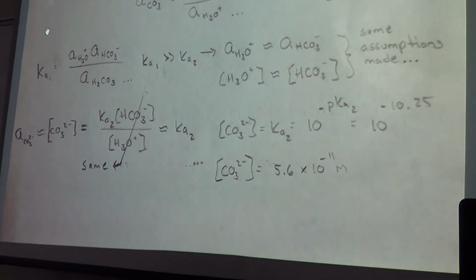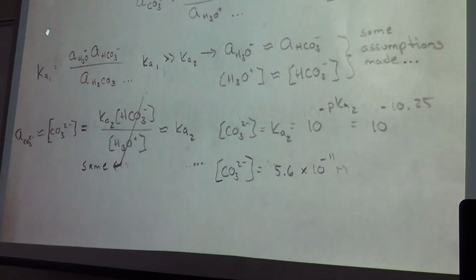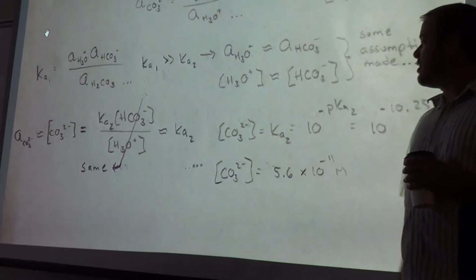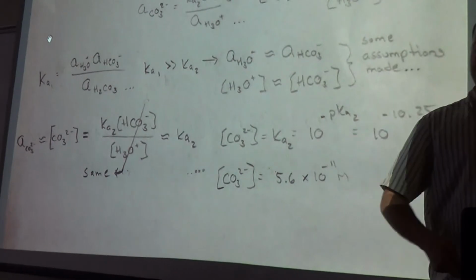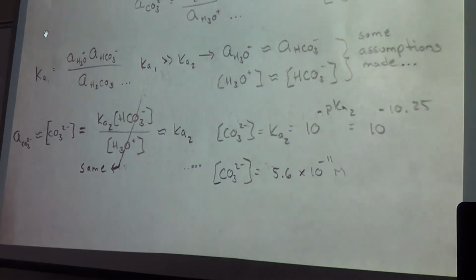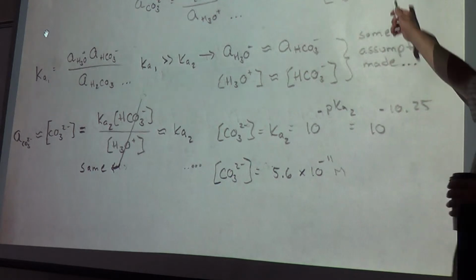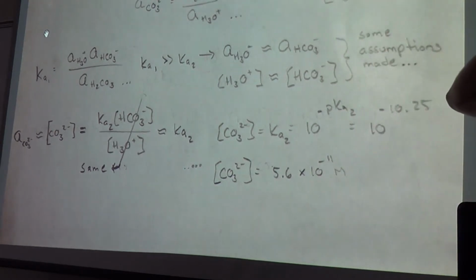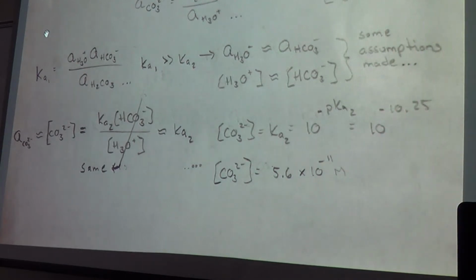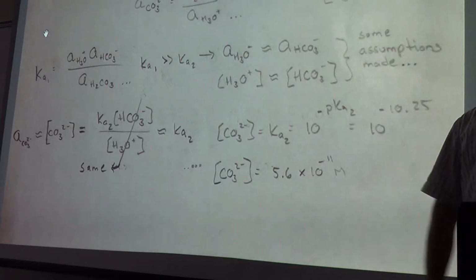Does that problem make sense? Any questions on that one? That one's a little weird. It's a little strange that you end up with a concentration that's actually independent of the initial concentration of the acid that you put into solution. Again, that all comes from the assumption that the concentrations of HCO3- and H3O+ are determined by that first dissociation constant. Because the first dissociation constant is so much larger, the concentrations are equal.